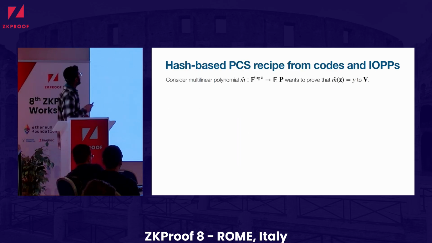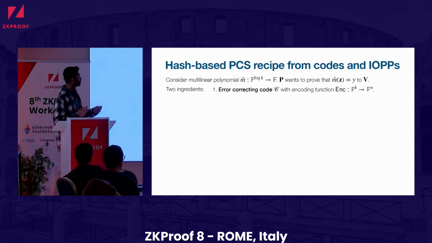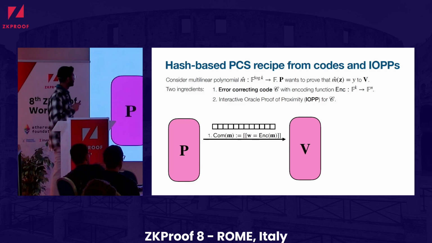Okay. The hash-based PCSs have a standard recipe from codes and IOPPs that we're also going to go over. So we have a multilinear polynomial M hat, and we want two ingredients. We want an error-correcting code with some encoding function, and we want an interactive oracle proof of proximity for the code. So we have a prover and a verifier.